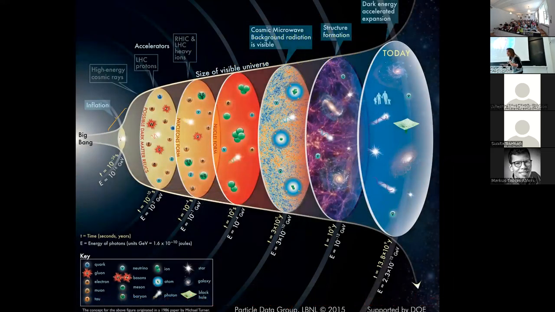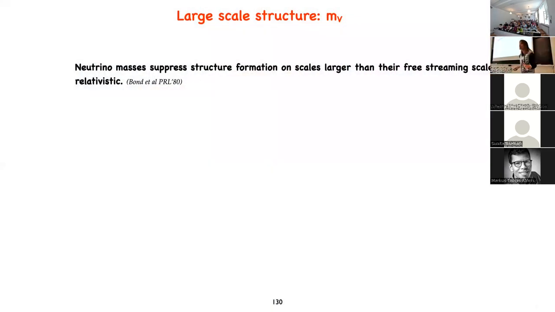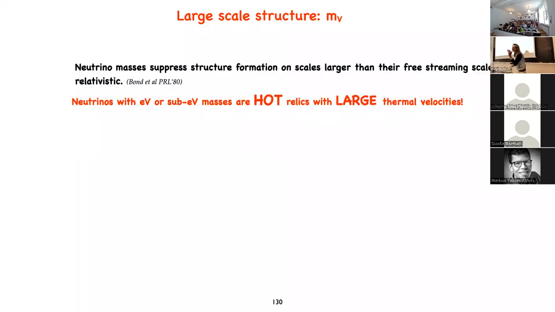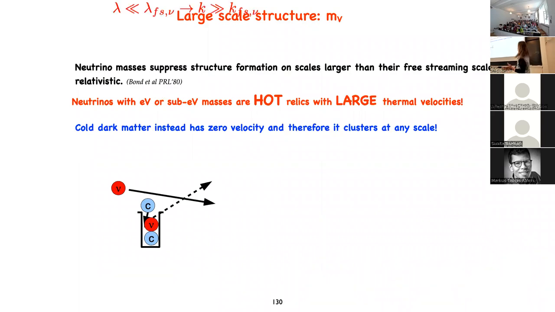But by far, the largest effect of neutrino masses is that induced on the large scale structure of the universe, okay? So we are now, when the age of the universe is of the order of giga years, entering the large scale structure formation, and it's because neutrinos are hot dark matter with very large thermal velocities. So they suppress the structure formation. Colder matter instead has zero velocity and therefore clusters at any scale. So let me explain this.